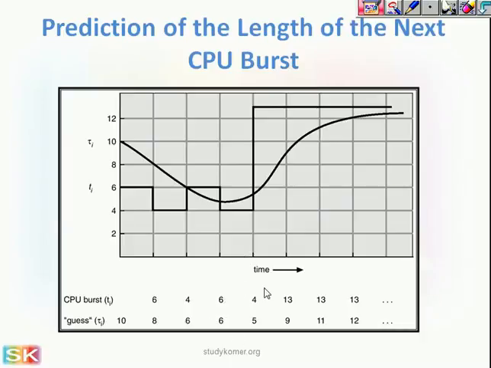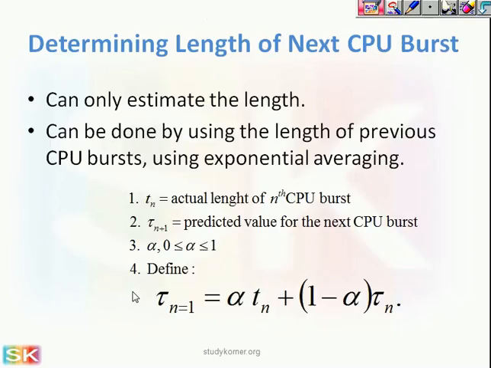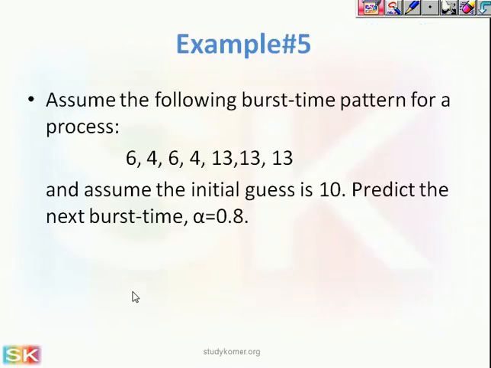Ti is given as 4, 6, 4, 13, 13, 13 and the calculated tau is equal to 10, 8, 6, 5, 9, 11, 12 and so on, right? So using this formula we can calculate the predicted value of the next CPU burst, right? So this is an example.